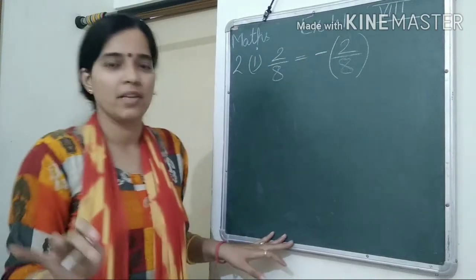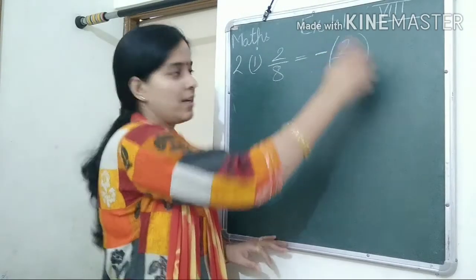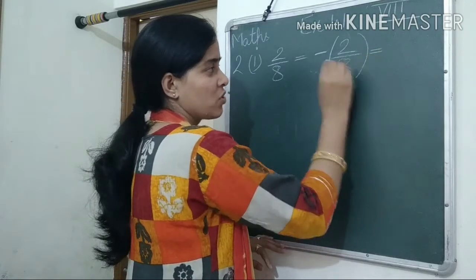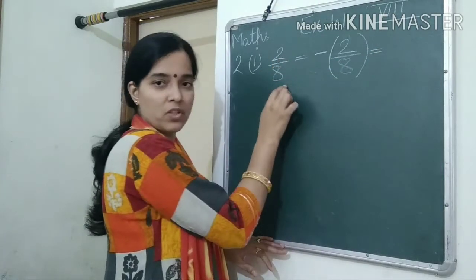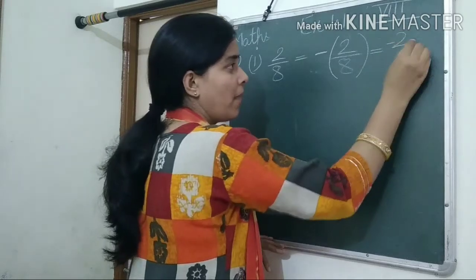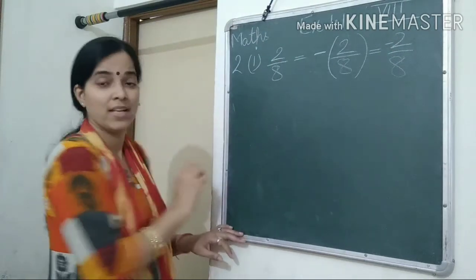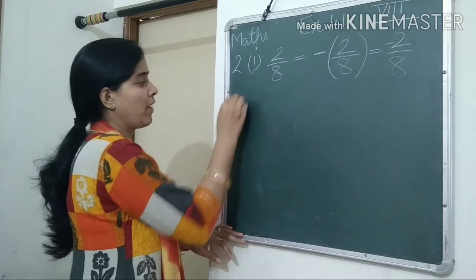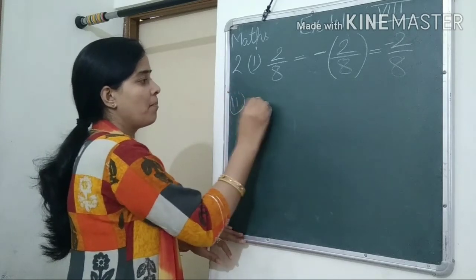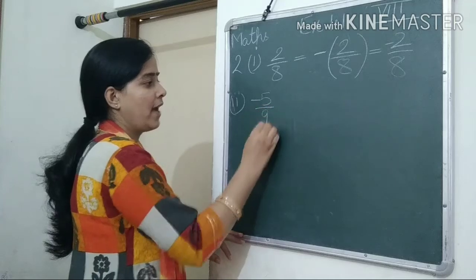So whatever number is given to you, just write it inside and you will get the additive inverse of it. So the additive inverse of 2 by 8 will be minus 2 by 8. Now in the next question it is minus 5 by 9. You have to find the additive inverse of minus 5 by 9.